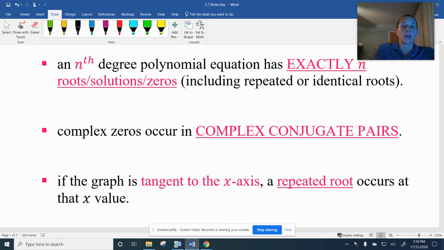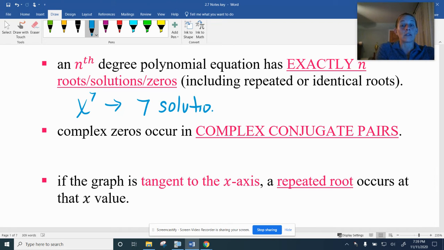So let's talk about this second bullet point here where it says an nth degree polynomial equation has exactly n roots, solutions, or zeros. So if I have an nth degree polynomial, let's say a polynomial of 7th degree, for example, that would mean that it's going to have exactly 7 solutions. Now, in that set of 7, you could have some real numbers, you could have some imaginary numbers, and you can have the repeated roots as well. So I'll talk about those in a minute.